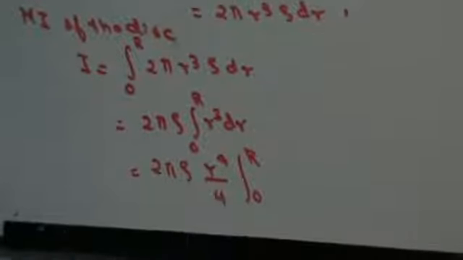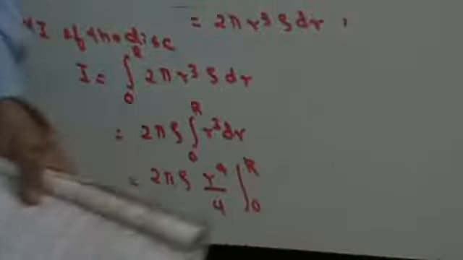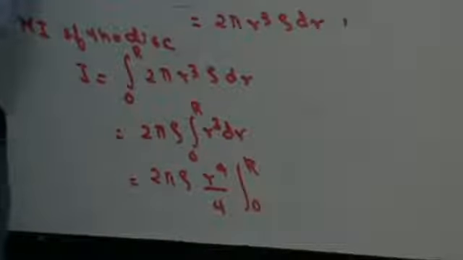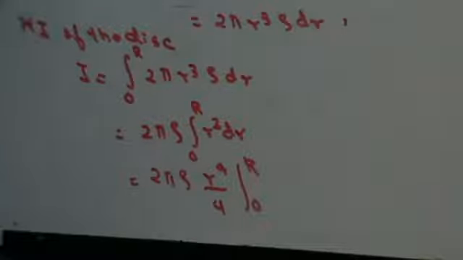So in which case, substitute upper limit minus lower limit. So this is going to be equal to, 2 and 4 gets cancelled, so this is going to be pi rho upon 2. This will be R raised to 4 minus 0 raised to 4, upper limit minus lower limit.